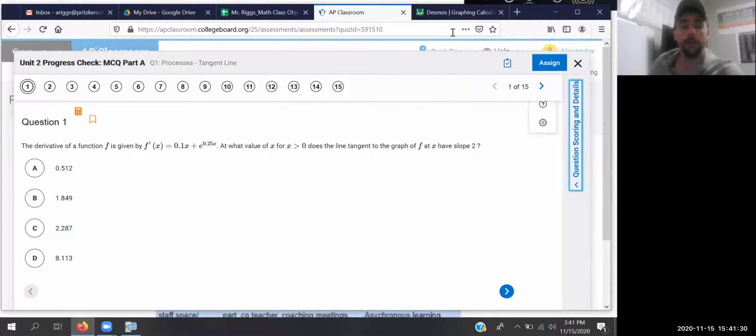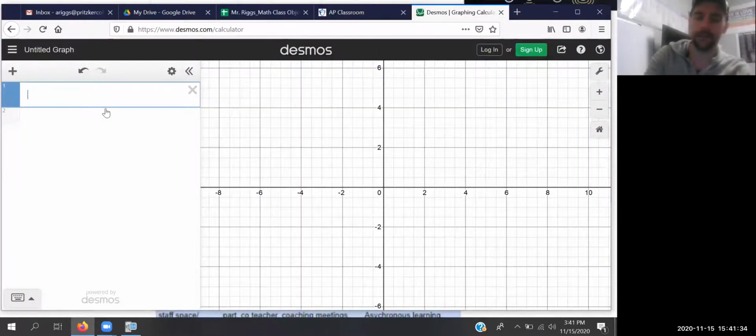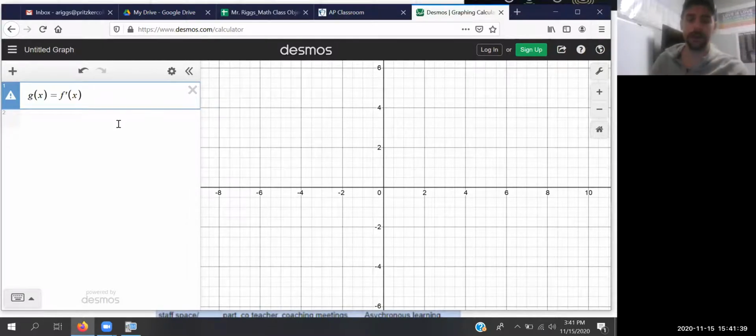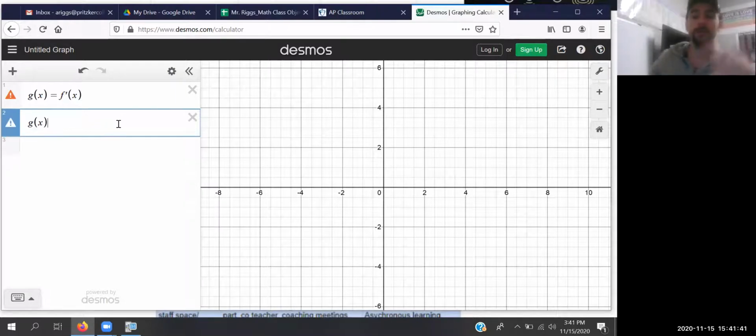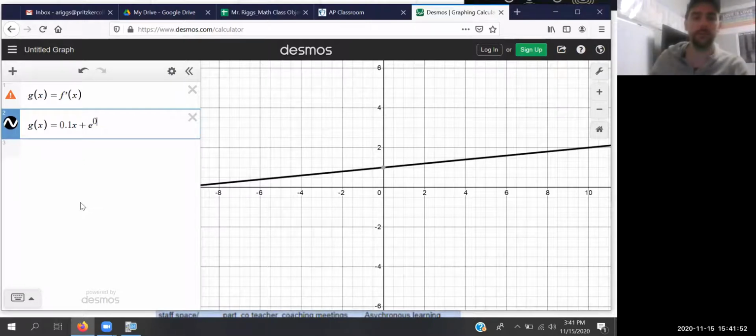I'm going to show you quickly how we could also do this on Desmos. I can start by saying g of x equals f prime of x. That's not anything for Desmos. It's just for us, saying when I type in g of x right now, we know that's referring to f prime of x. And now 0.1x, and then plus e. If you hit second 6, it'll raise that power, so I can just easily type in 0.25x.